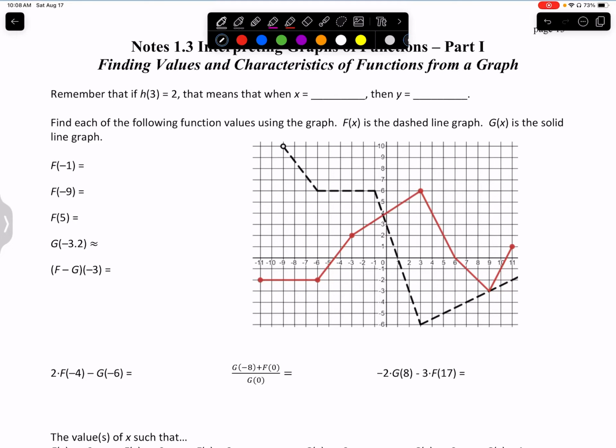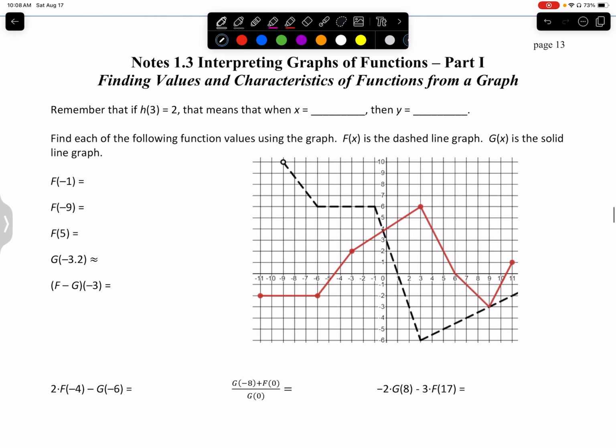This is section 1.3 of college algebra / pre-calculus. And we're going to be interpreting graphs of functions, part 1, finding values and characteristics of functions from a graph.